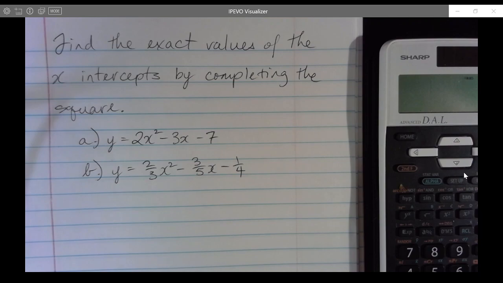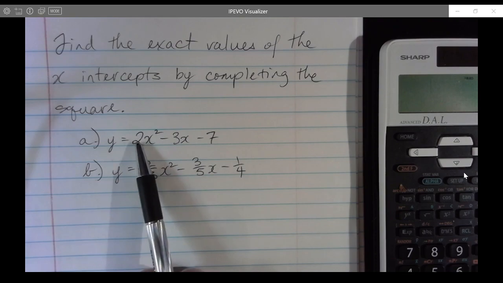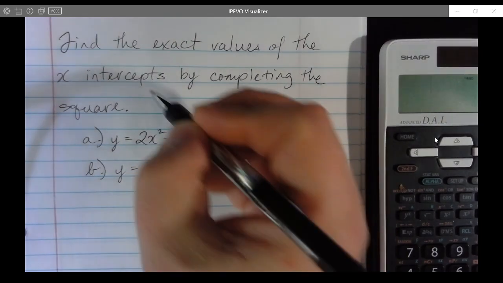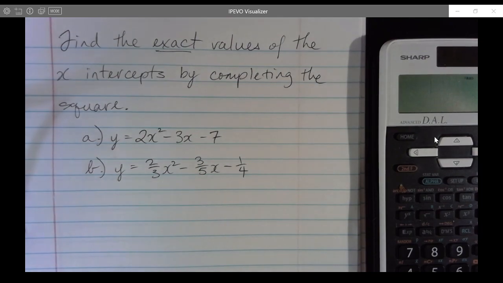Take a second, take 2 pieces of loose leaf and solve this one by completing the square, and solve that one. Pause the video and actually do that task, and then start the video back up once you've gotten your exact answers. Remember, exact means leave the final answer in radical form if it doesn't factor. Okay, so pause the video and give that a try.